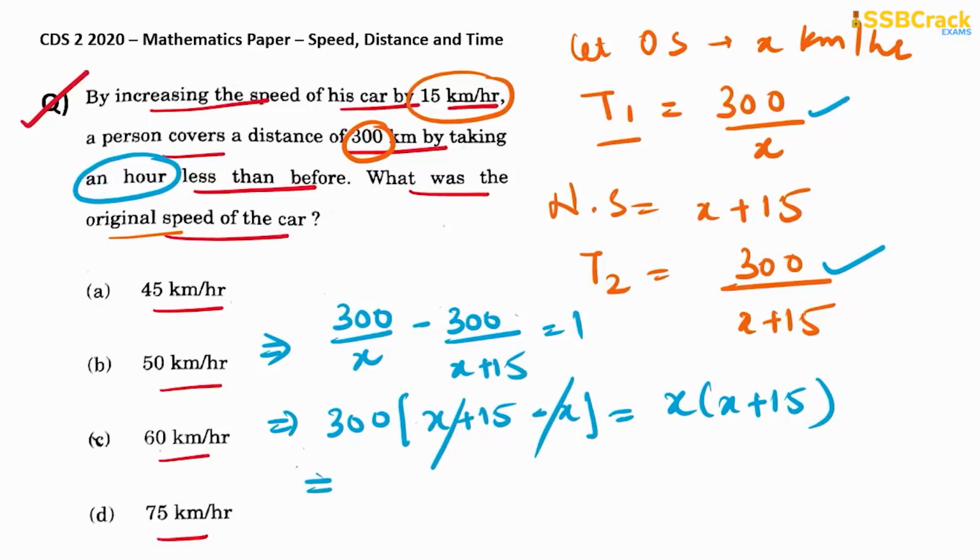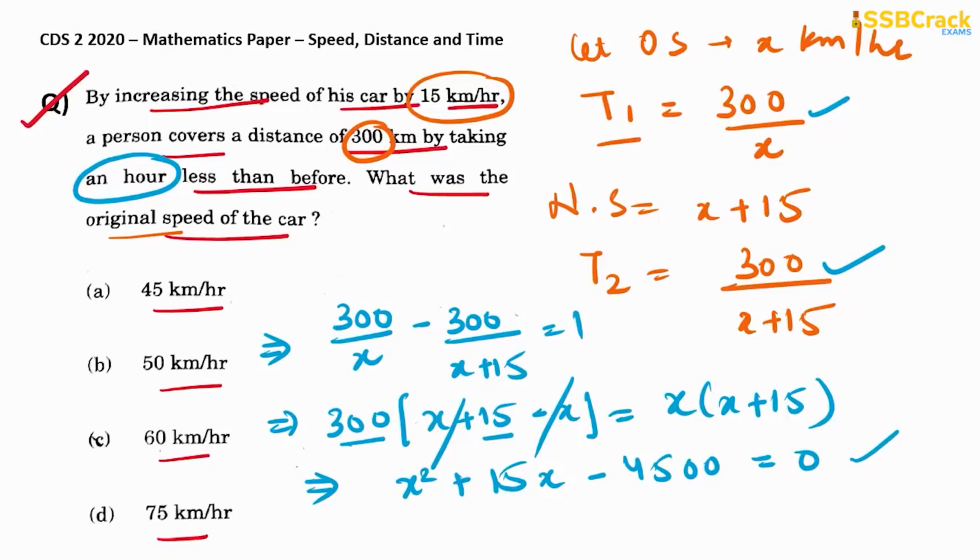So the quadratic equation will become x square plus 15x minus 300 into 15, so it will be 4500, equal to 0. Now we have to solve this equation to get the final answer.